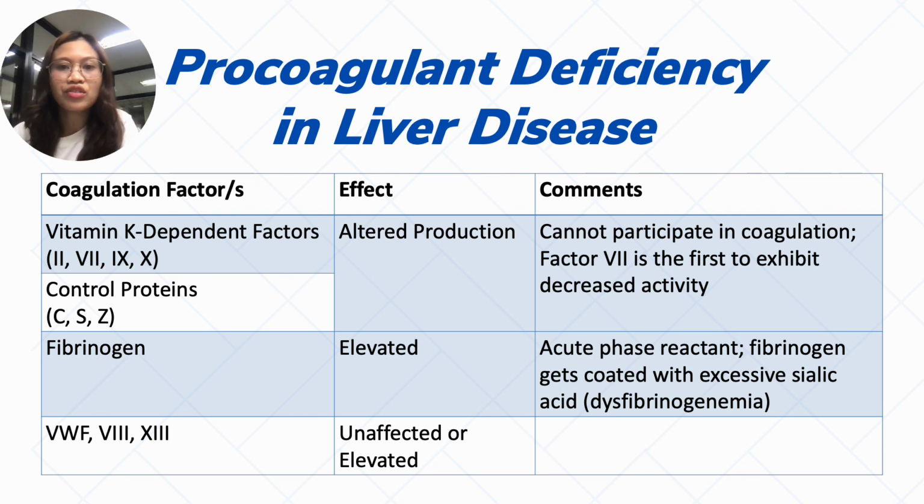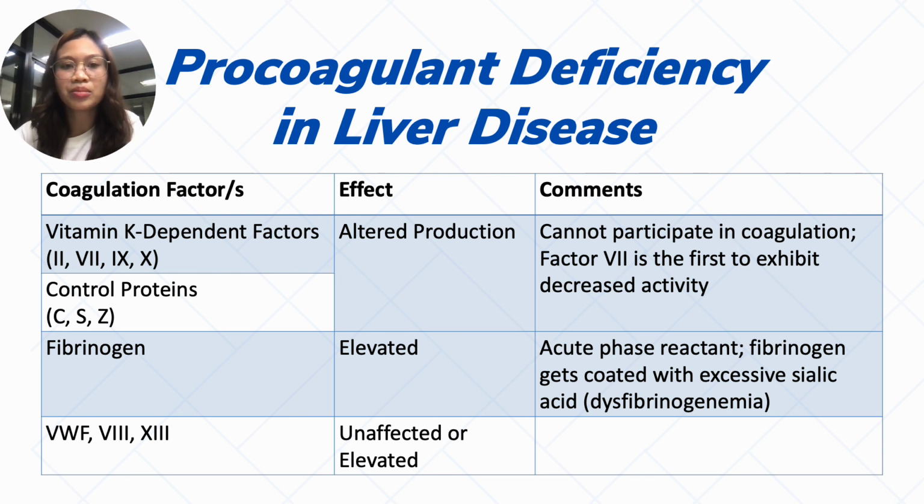Additionally, among the 7 factors whose production is altered, factor 7 is the first to exhibit a decreased activity since it has the shortest plasma half-life. This is the reason why prothrombin time, a test which is sensitive to factor 7 activity or deficiency, is prolonged in mild liver disease. Fibrinogen is an acute phase reactant.